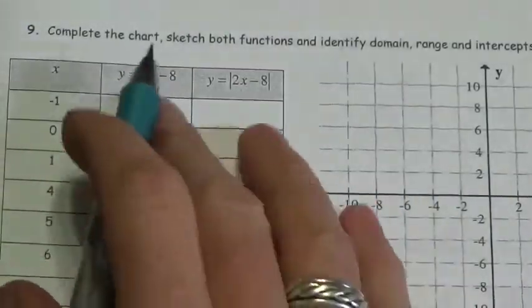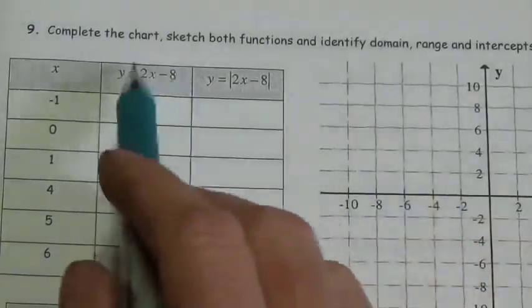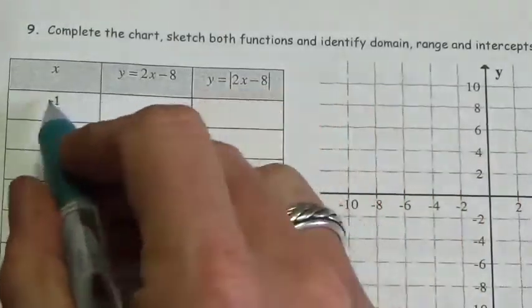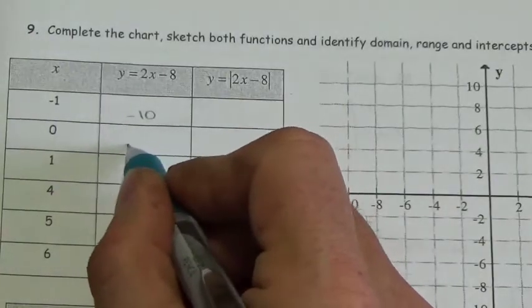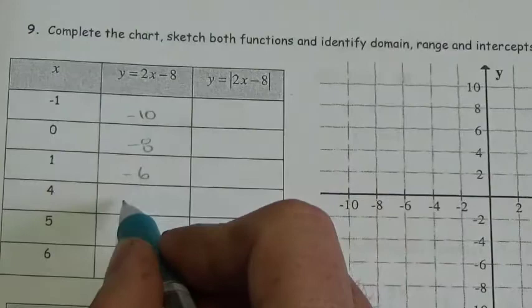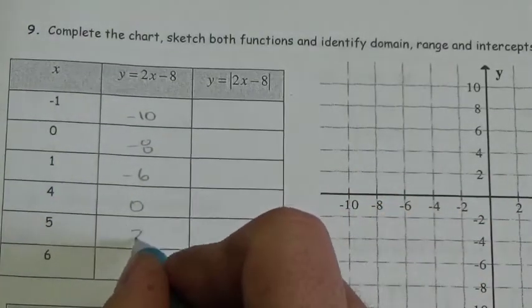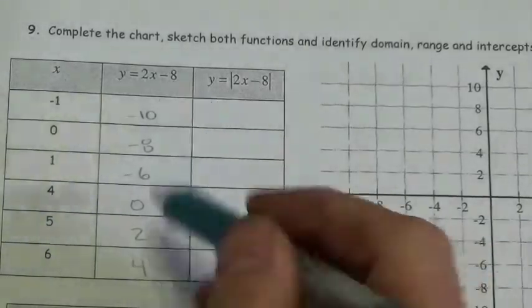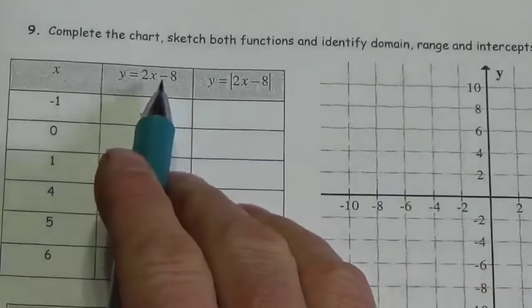Well, first of all, I can start with using the table of values, and then I'll talk about it in terms of the slope-intercept form. If I plug negative 1 into that, my y value would be negative 10. 0 is going to get me negative 8. 1 would be negative 6. 4, notice 4 would be 0. 5 is going to give me 2, and 6 is going to give me 4.